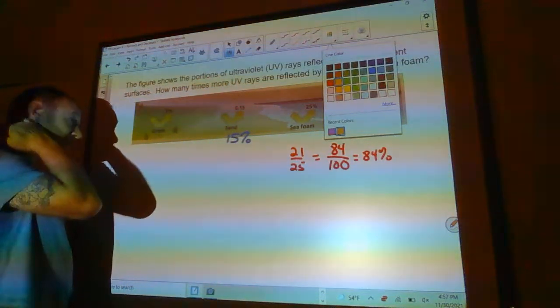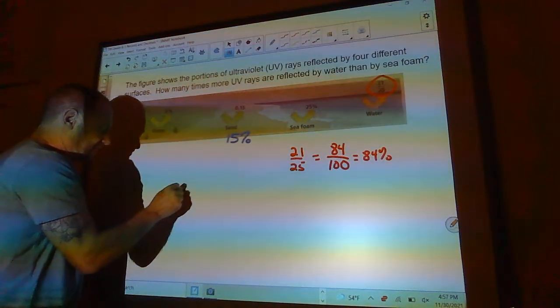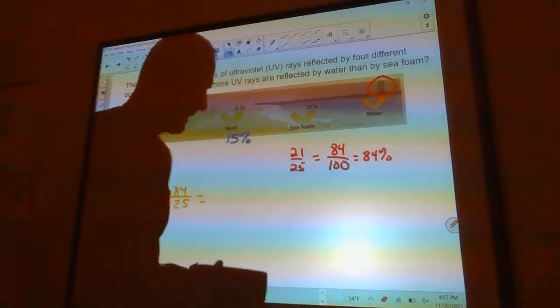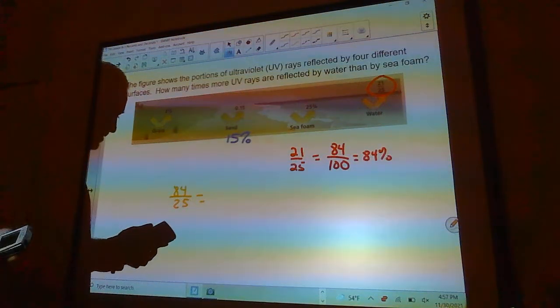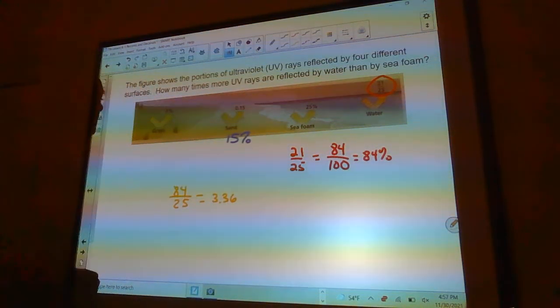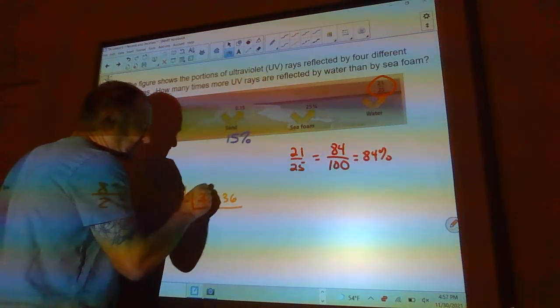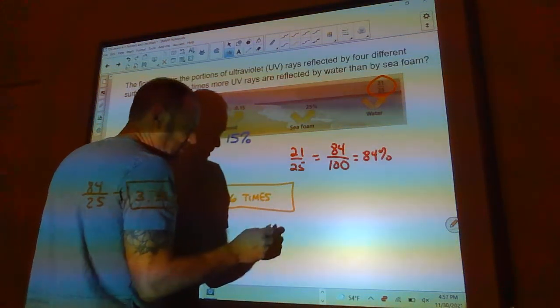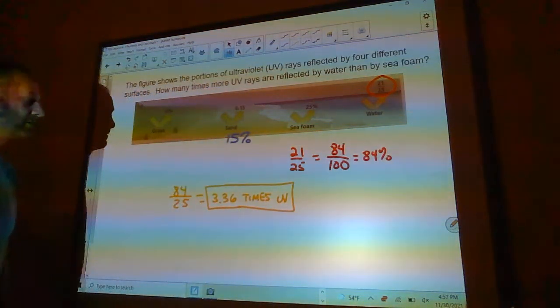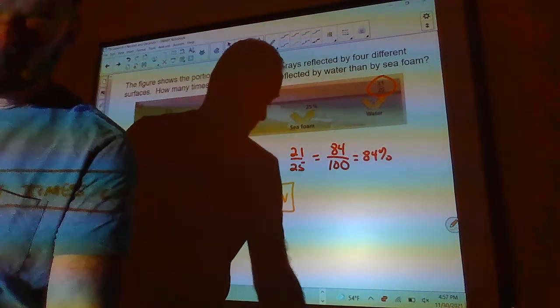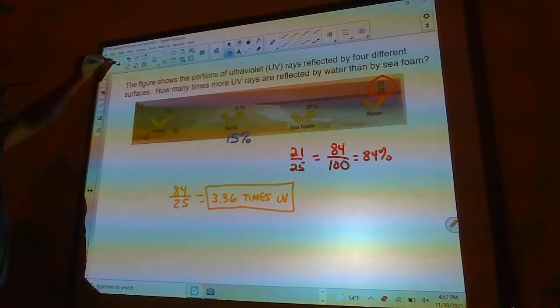Okay, so how many times more are you going to get off the water than the seafoam? You're going to get 84 over 25. I'm going to get out my handy-dandy TI-84 Plus C Silver Edition graphing calculator and take 84 divided by 25. And that comes out to be 3.36. Okay, this is how many times? I'm going to get 3.36 times as much UV. Okay. That's a lot. 336%. Okie doke. So there's how you do that.